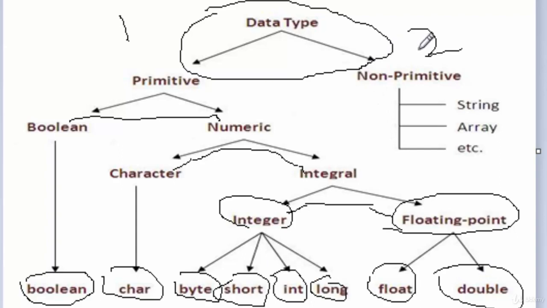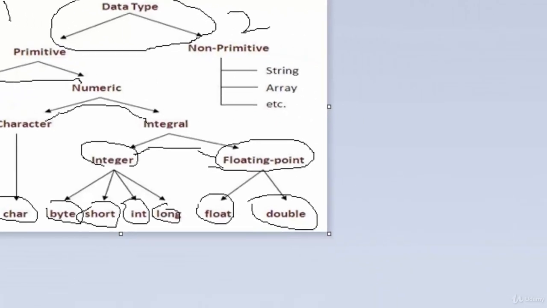If we go to the second type, non-primitive data types, non-primitive or reference data types are the more sophisticated members of the data types family. We have string, array, and more data types in our non-primitive data types. Now we come to the examples of these primitive and non-primitive data types.